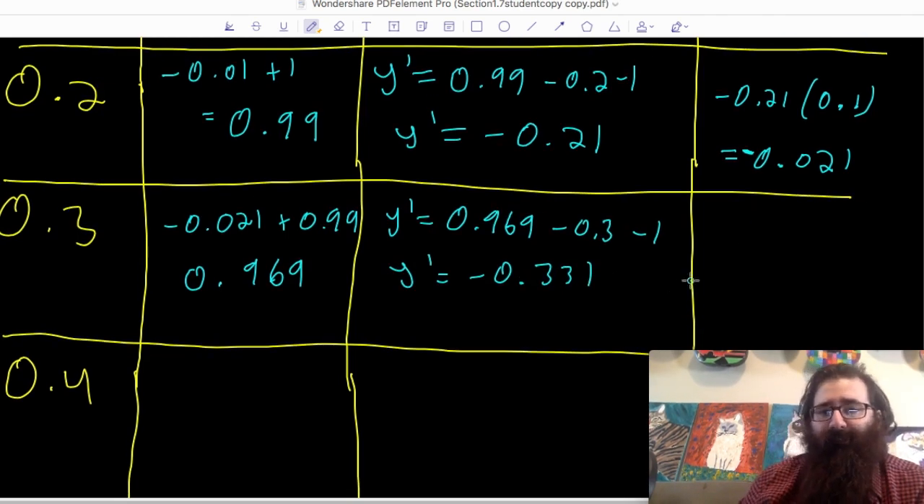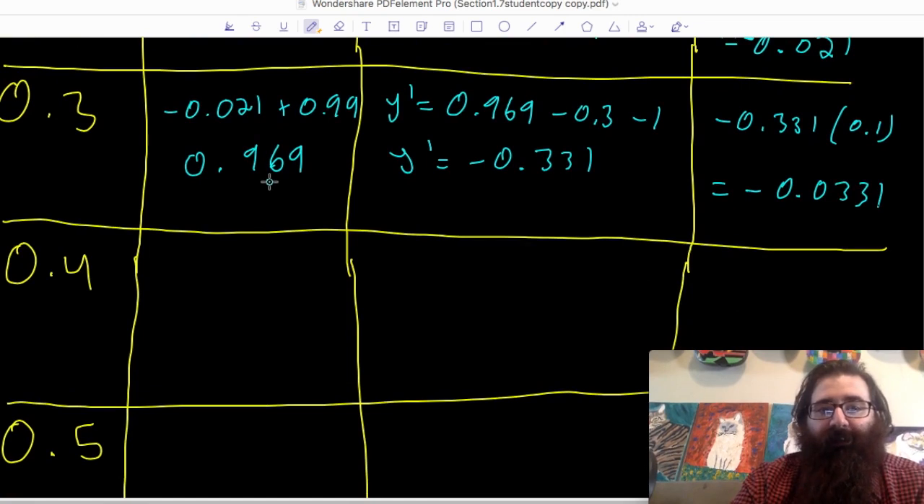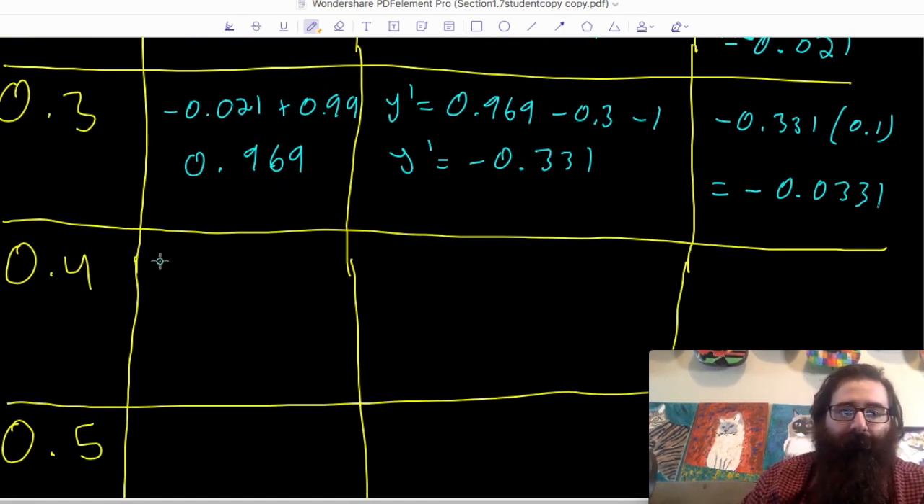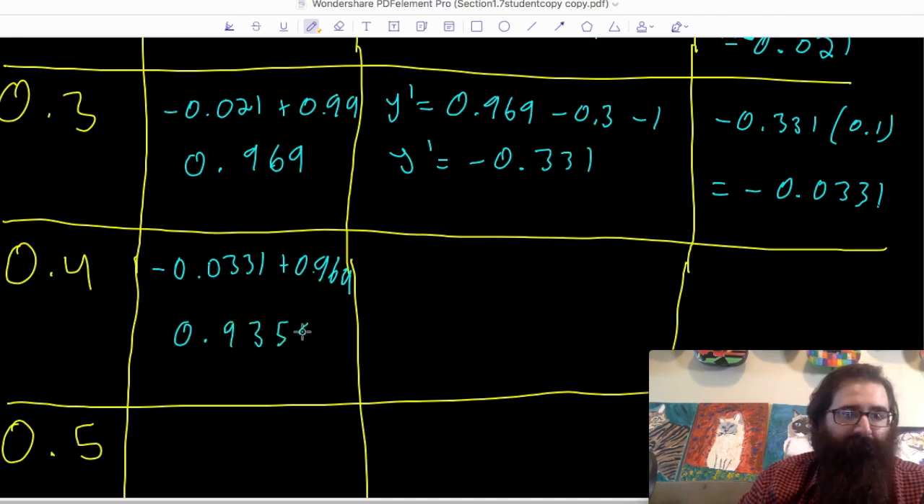And then I want to multiply this by h in the next cell. So negative 0.331 times 0.1 is going to give me negative 0.0331. And I want to take this and add it to my current y value. So negative 0.0331 plus 0.969 is going to give me 0.9359.